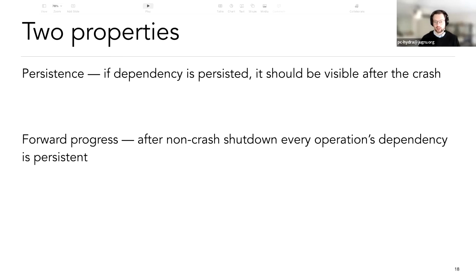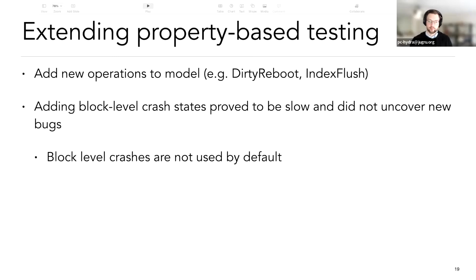And forward progress basically says that if we do a proper non-crash shutdown, then every operation's dependencies must be persisted. So basically the operation succeeded, and we should see all of the dependencies persisted and the actual result of the operation. So these are the properties they check in the system in the presence of crashes.